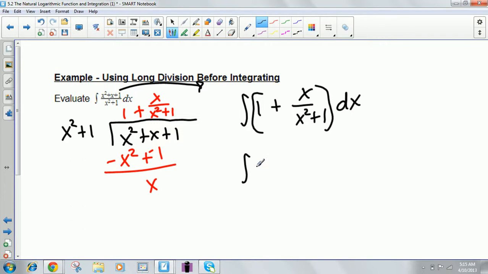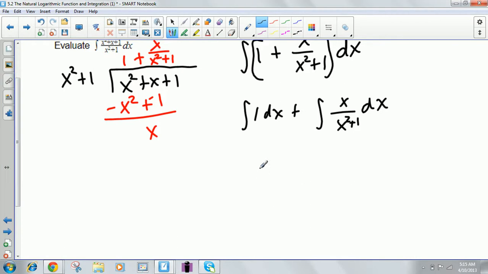And then remember, you can rewrite this as the integral of 1 dx plus the integral of x over x squared plus 1 dx. So you can break it up and integrate it separately. The integral of 1 is just x. And then you can use U-substitution here, just on this one at the right. Your u is going to be x squared plus 1. Then du is going to be 2x dx, and divide out that 2x.